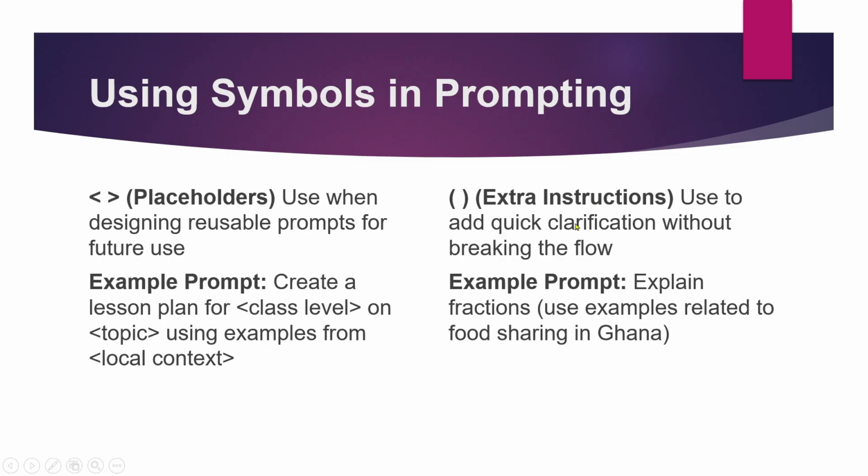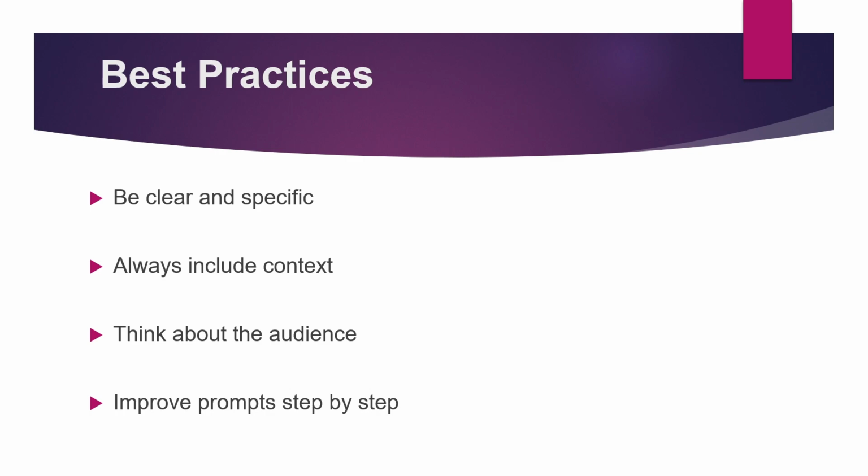The exact inclusion is used to add quick clarification without breaking the flow. For example, you say explain fraction. Now you have this one, the exact instruction inside here: use examples related to food sharing in Ghana. So now this one makes the AI understand what you really want it to do.